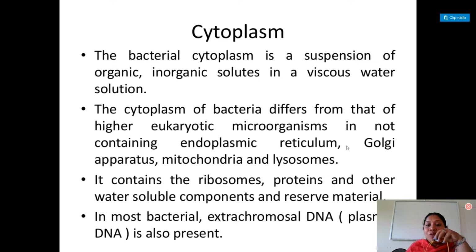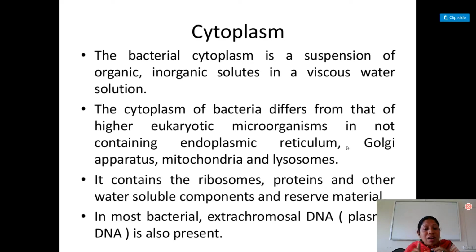Now, bacterial cytoplasm is a suspension of organic and inorganic solutes in a viscous water solution. Something like a jelly appearance it has got. Cytoplasm of bacteria differs from that of a higher eukaryotic microorganism. If you take the example of an animal cell, or any eukaryotic microorganism, it will have its own cell organelles like endoplasmic reticulum, Golgi apparatus, mitochondria or lysosomes. But in bacterial cells, we do not have any of these except ribosomes.